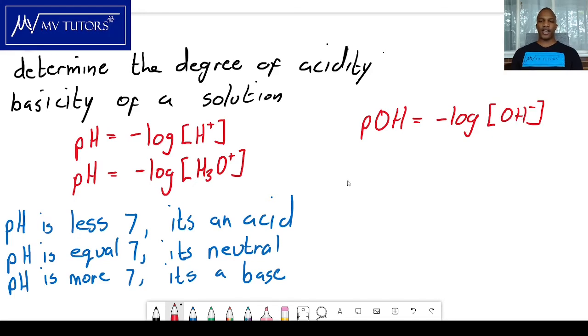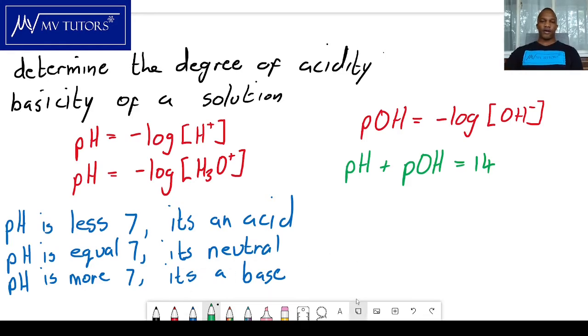Added to that, there is a formula that says pH plus your pOH, if you add them, they equal 14. So for example, if you are given a pOH and you want to solve for pH, you just take this to the other side, subtract it from 14, and you get your pH.